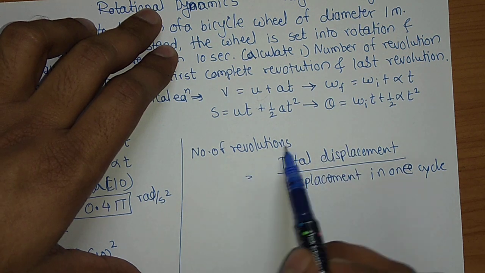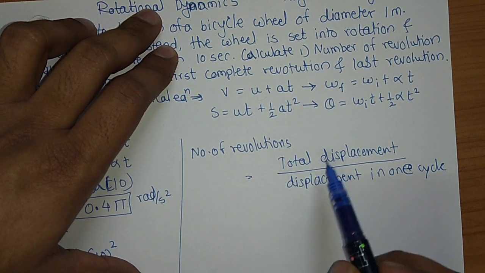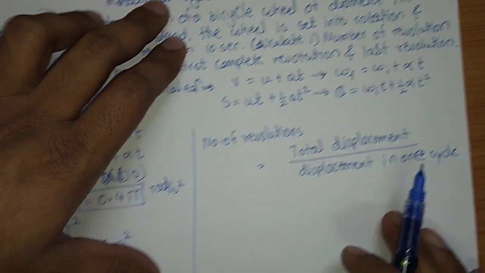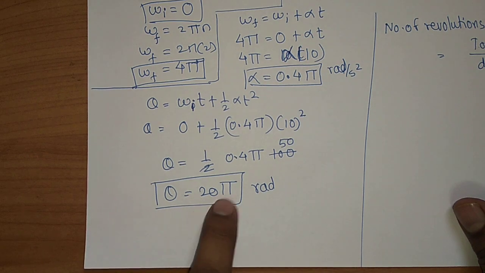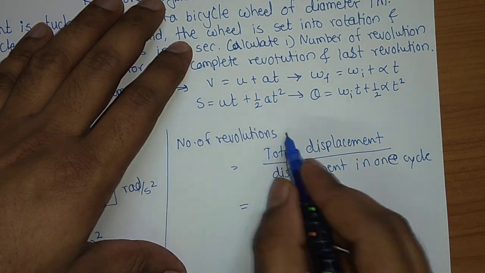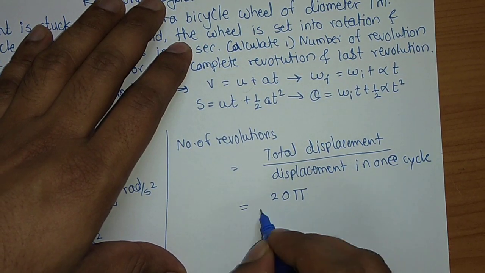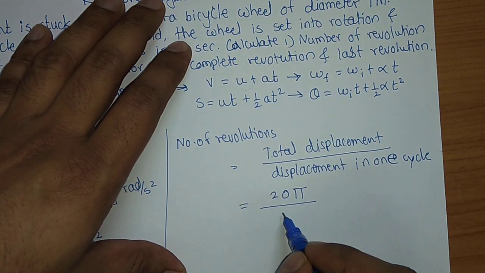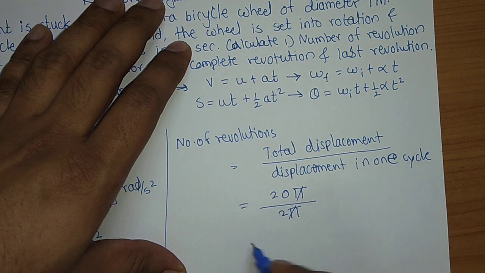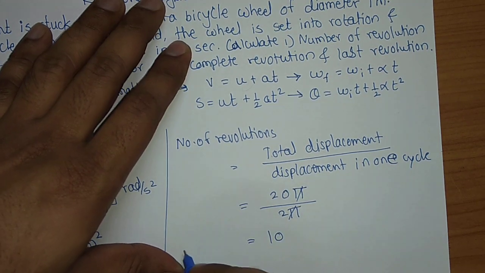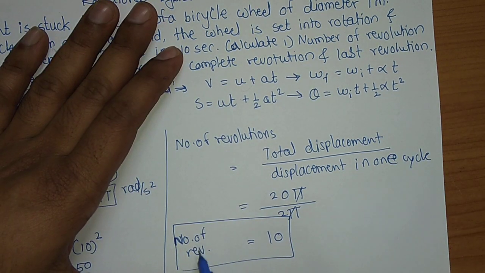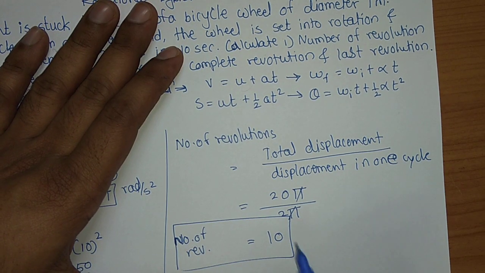Now they are asking you about the number of revolutions. To find the number of revolutions, we will use the formula total displacement divided by displacement in one cycle. We have found that the total displacement is 20 pi. So the number of revolutions equals 20 pi, the total displacement, divided by the displacement in one cycle. In one cycle 2 pi will be covered. So the number of revolutions will be 10. There is no unit for the number of revolutions, it is a pure number.